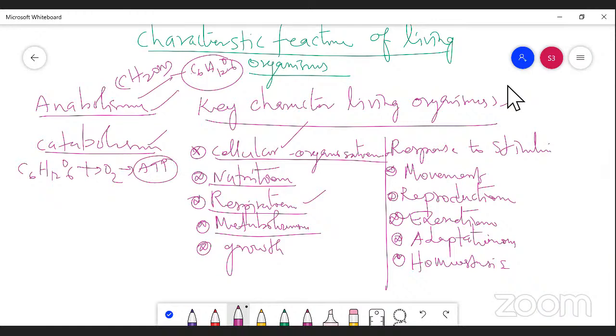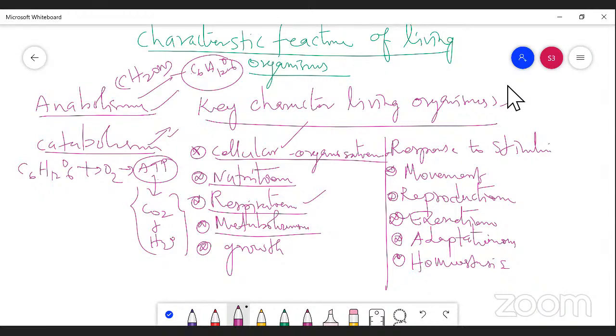ATP is the energy molecule. ATP means adenosine triphosphate. It is provided throughout catabolism. Glucose is broken down to provide ATP, and after that carbon dioxide and water are produced. This is the waste material forming process, and that is catabolism.